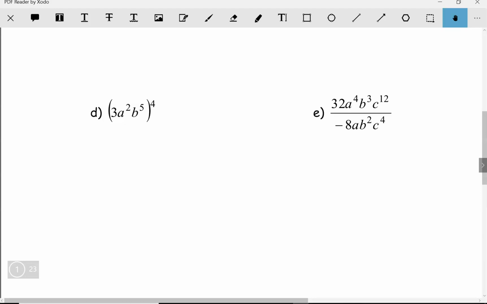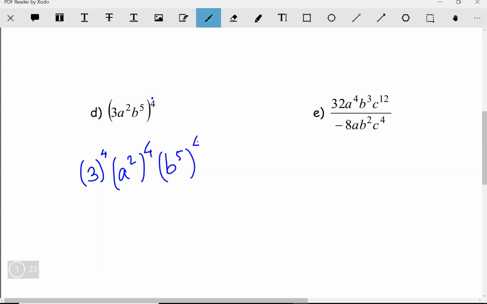Here we have a power to the power law, but we have a bracket. So it's important to remember that this 4, the power of 4 applies to everything inside the bracket. So this is, I'm writing an intermediary step, which most of you hopefully would not need. 3 to the power of 4, a squared to the power of 4, and b to the 5 to the power of 4. It's because this 4 is a power to this term, this part of the term and that part of the term.